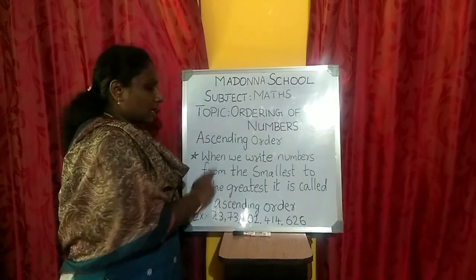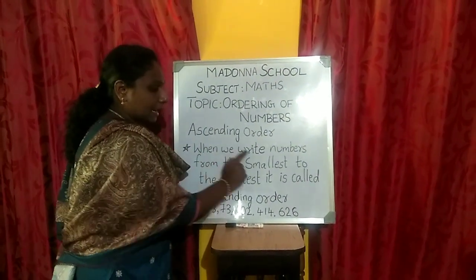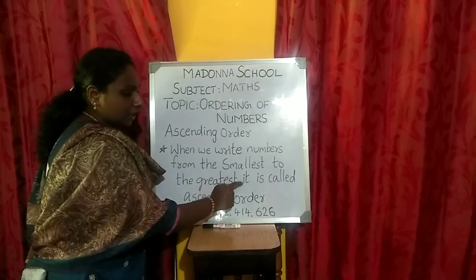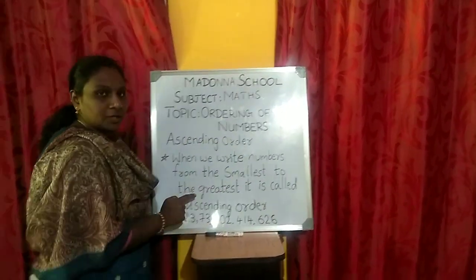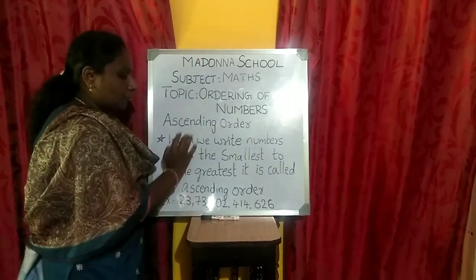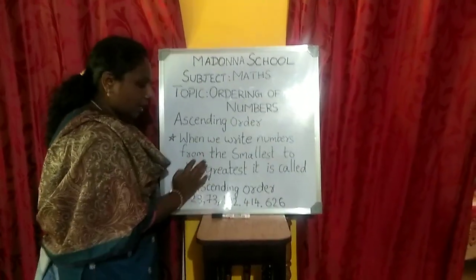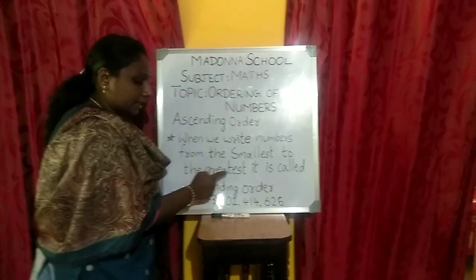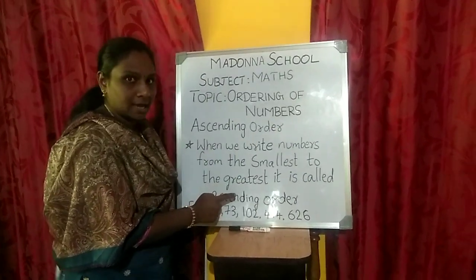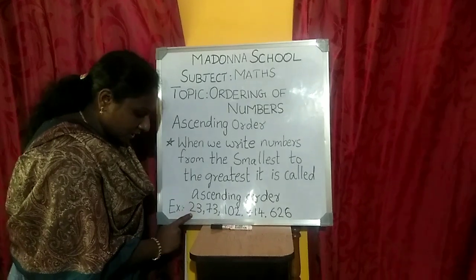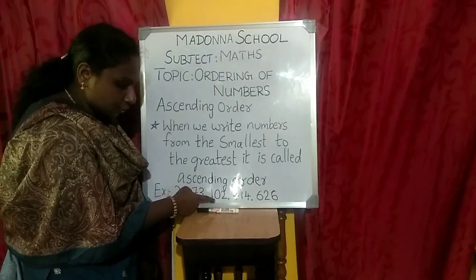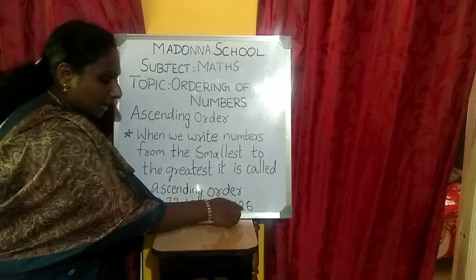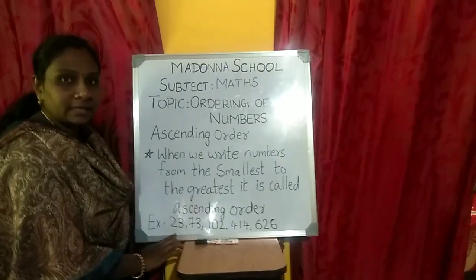Ascending order. When we write numbers from the smallest to the greatest, it is called ascending order. Greatest, largest, biggest are all the same. So here is an example: 23, 73, 102, 414 and 626. These numbers are all in ascending order.